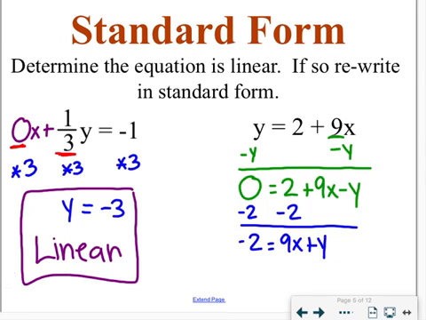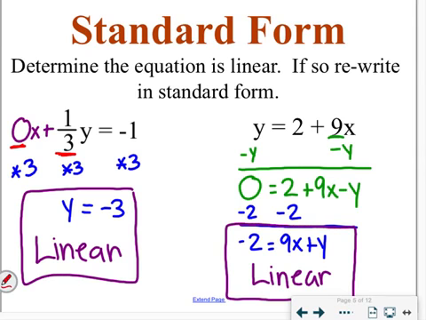Then we go through and check our requirements. A is positive. The number in front of x is 9. That's positive. A and b are not both 0. We have an a and a b, so we're good there. Checking to see if a, b, and c are decimals or fractions. There's none of those. And then negative 2, 9, and 1 cannot be divided by the same number. So again, this is linear.